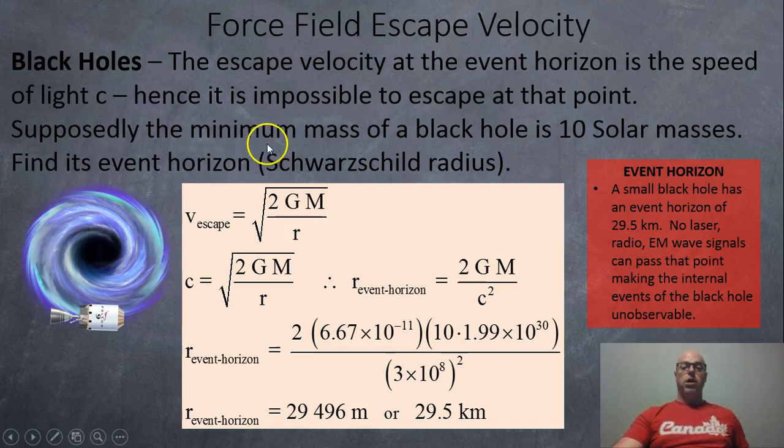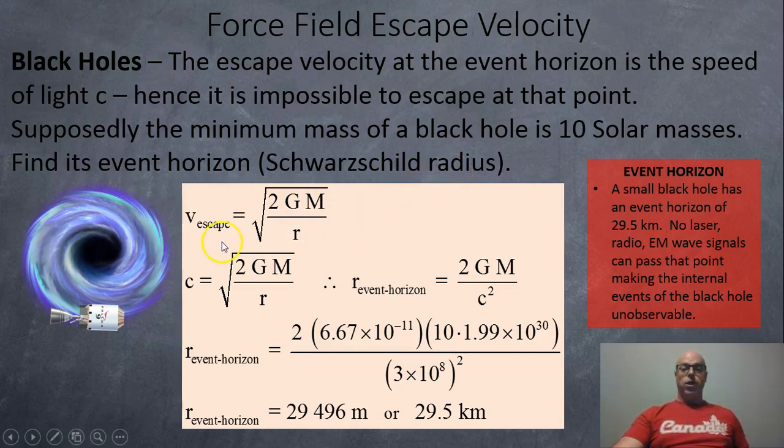Now, supposedly the minimum mass for a black hole to form is 10 solar masses. So you need a star which is 10 times more massive than our Sun, and it has to run out of nuclear fuel and then collapse on itself. We want to find out where its event horizon would be. The event horizon, the radius of the black hole to that point, is called the Schwarzschild radius.